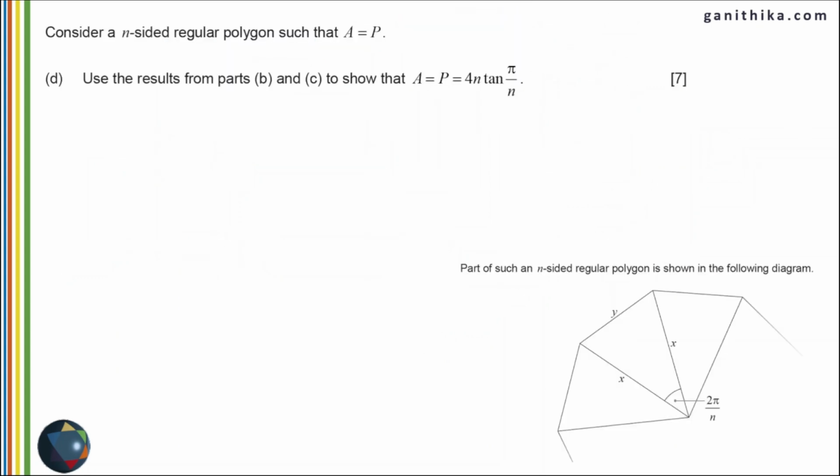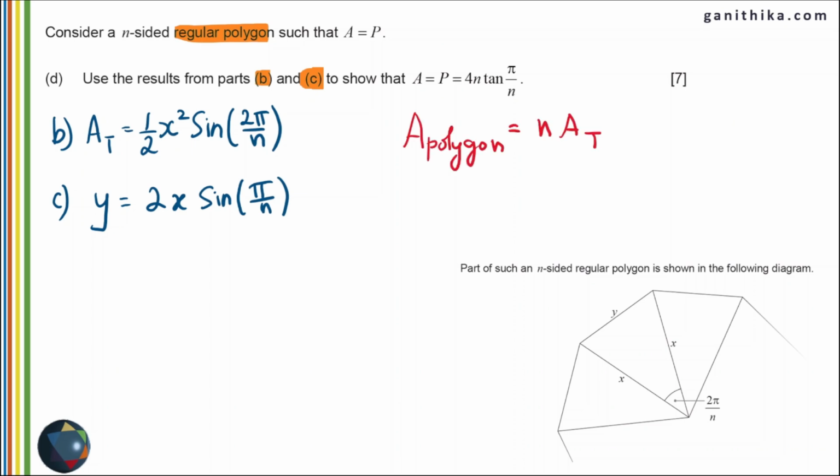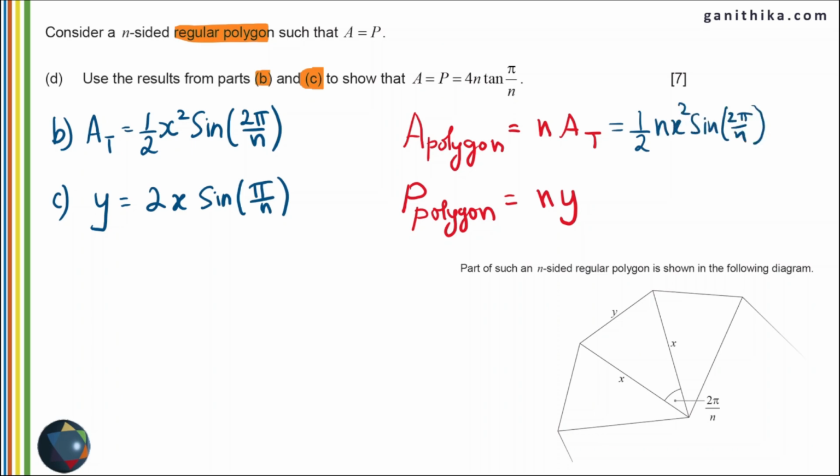Consider an n-sided regular polygon such that A equal to P, again A equal to P, and it is a regular polygon. Using the results from part B, in part B you got the area of each of the isosceles triangles in this way, and in part C you got the expression for y in this way, and A equal to P is going to be the condition. So let's write down what A is going to be: n times AT, and P is going to be n times y. And if you substitute the expressions for AT and y, you will get the expressions for A and P like this.